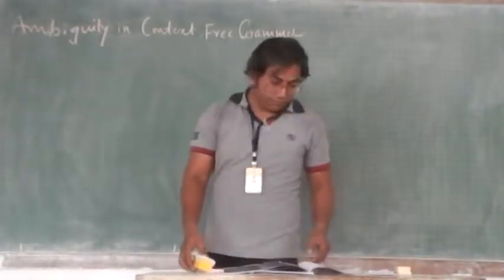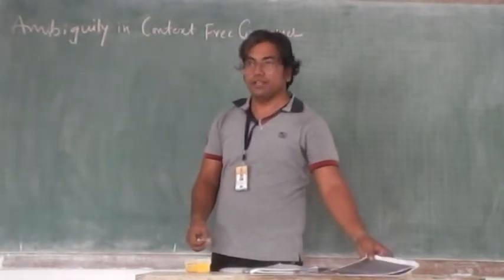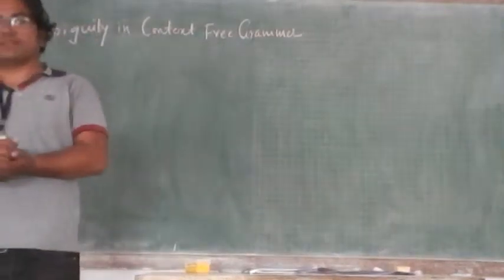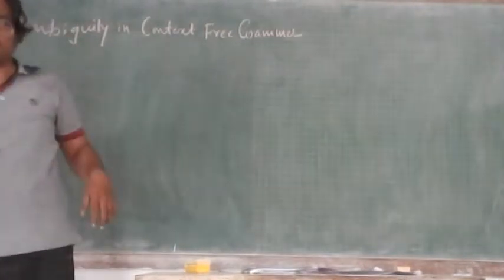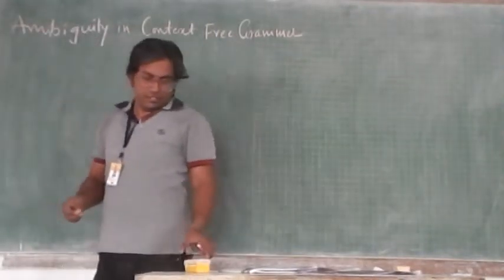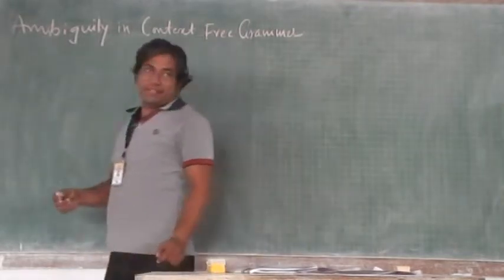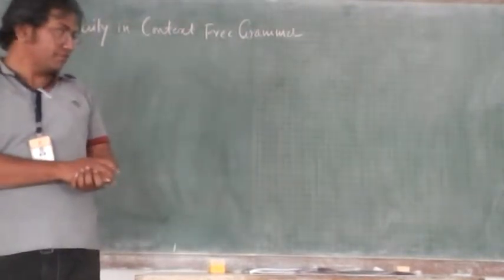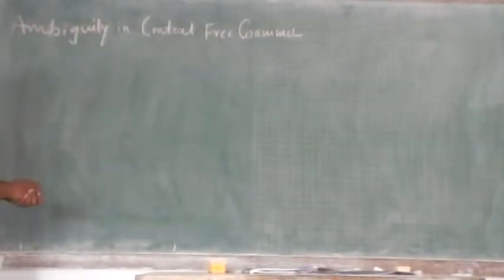So in the last lecture, what we studied is the derivation tree for a context-free grammar. Is it understood? Derivation tree was a simple concept. Today we will see the ambiguity in context-free grammar. With context-free grammar, you may find that there can be an ambiguity in the grammar.